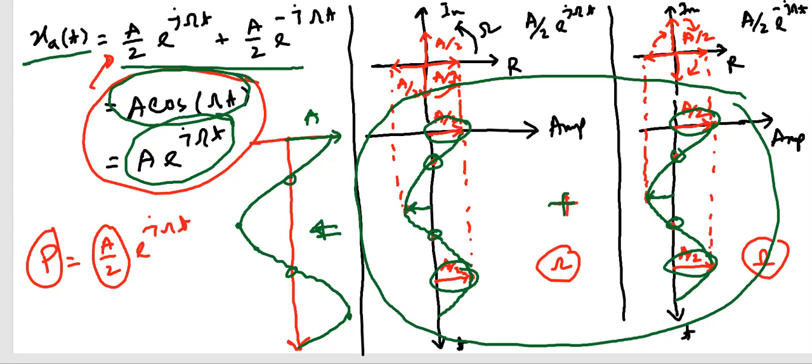Sir, can we also say that it is equal to A e to the power minus j omega t? Yes, you can also say that. In that case, there is a difficulty in a way. That means, what about the phase?